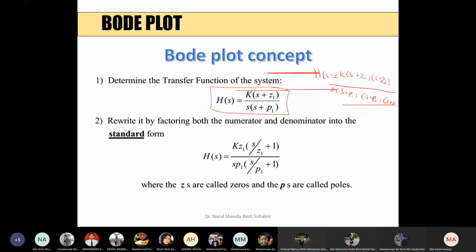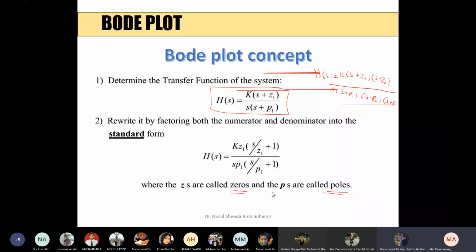Where the z's are called zeros, and the p's are called poles. The z's are called zeros and the p's are called the poles, right? What does it mean by zero? Anybody know? What does it mean by zero?